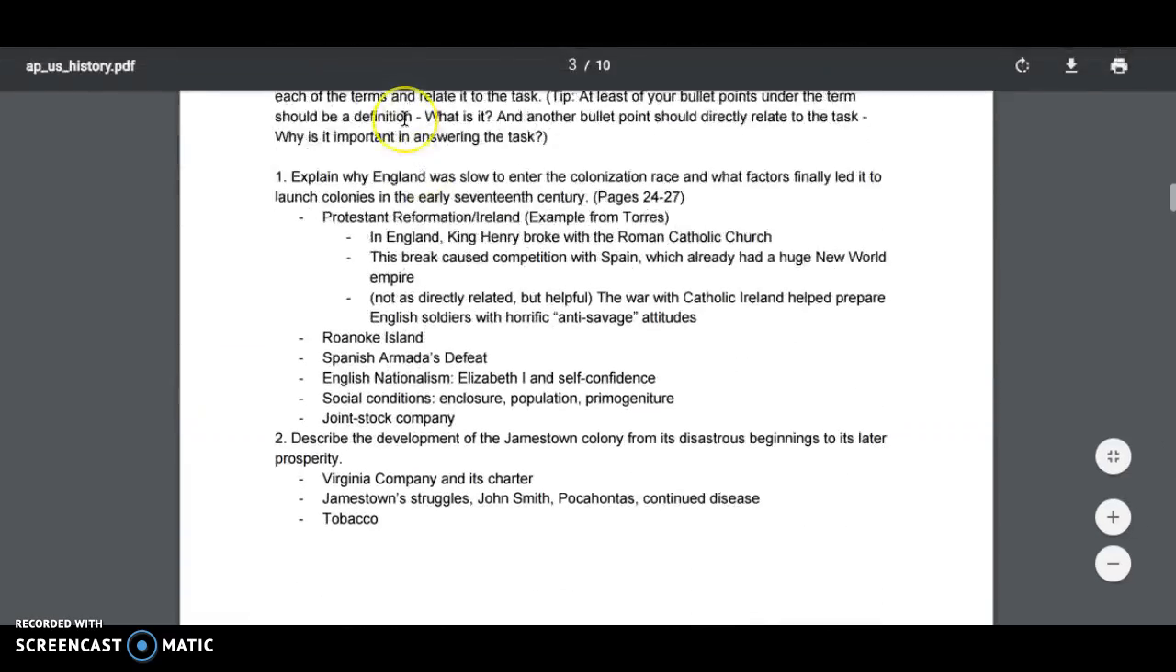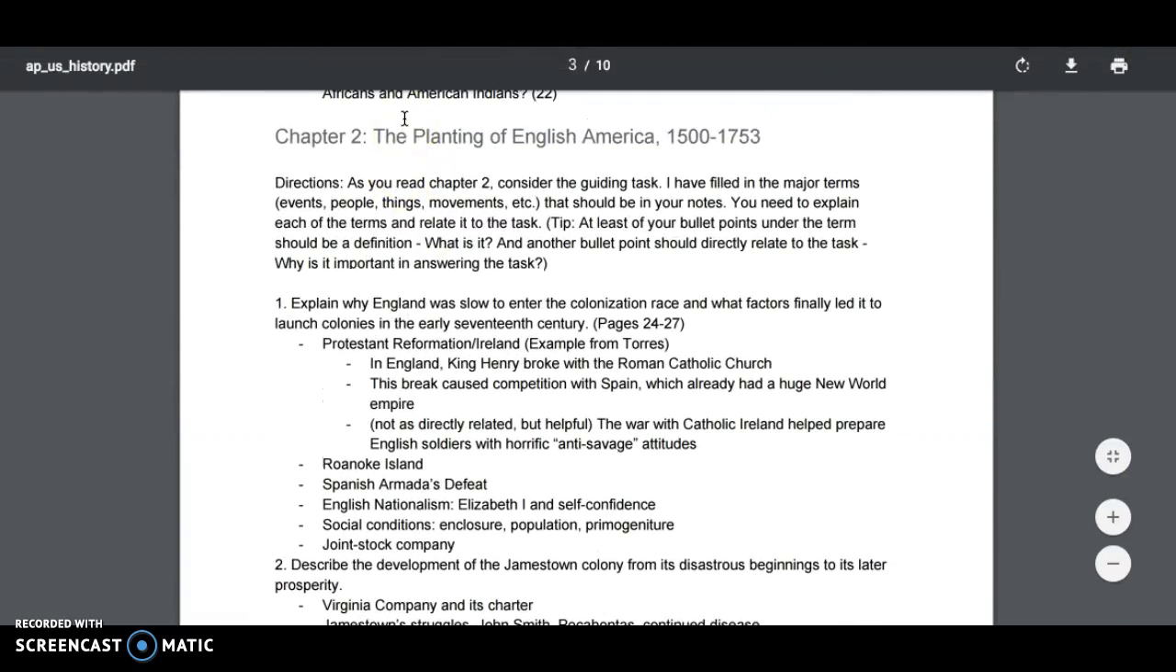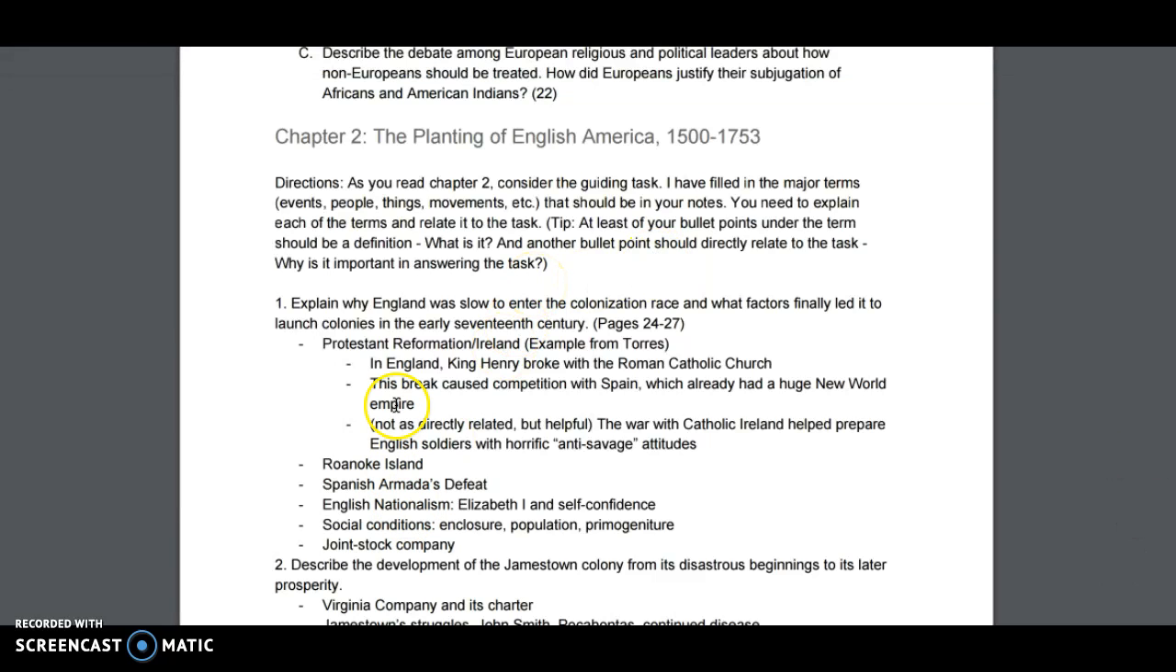That's chapter one. Chapter two is the next one. It's slightly different, and the directions are slightly different. The goal of this is to help you guys take better notes. So I provide you with a task: explain why England was slow to enter the colonization race and what factors finally led it to launch colonies in the 17th century. And then I gave you some specific terms that I want you to make sure you cover. So I did the first one for you, that the Protestant Reformation and the experience of England taking over Ireland affected how England would colonize the New World.